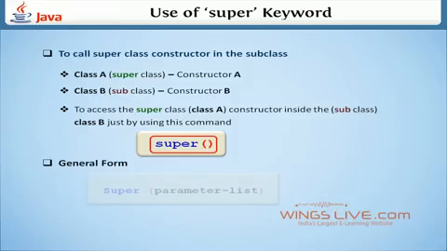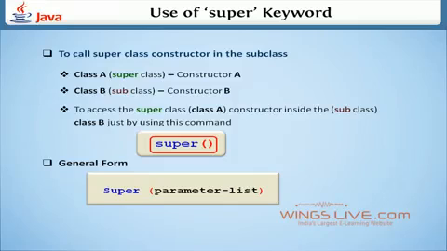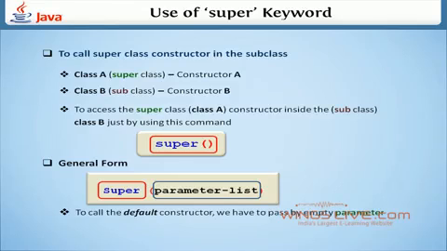Here is the general form. Here the keyword super is used to denote the superclass. Parameter list is the list of parameters required by the constructor in the superclass. If we want to call the default constructor, then we have to pass an empty parameter list. Let us see an example which illustrates the use of the keyword super to call the variables and constructor of the superclass.